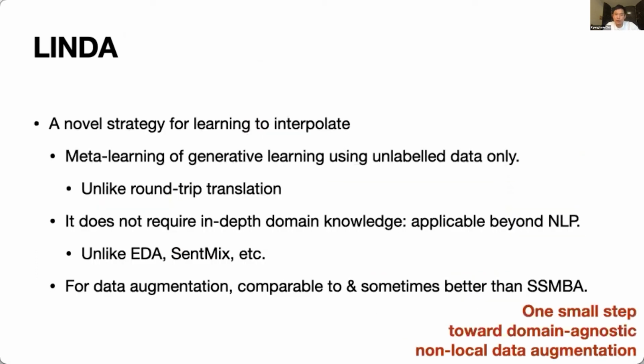So this is a novel strategy for learning to interpolate. And this is, let's say, one small step that we have taken toward domain-agnostic, non-local data augmentation. The machine learning as well as the NLP communities have already known how to do non-local data augmentation, but those methods had to be very domain-specific. We have known how to do domain-agnostic data augmentation, but they tended to be very, very local. But now we know how to do domain-agnostic, non-local data augmentation, and there are a lot of things we can do further.